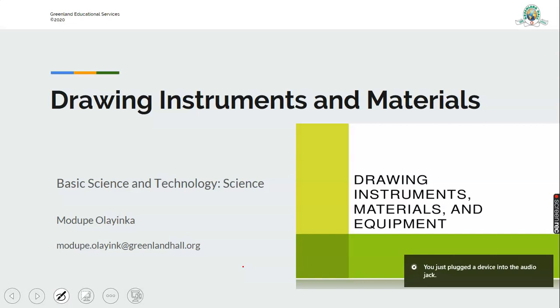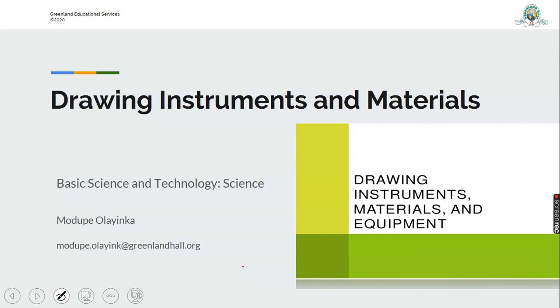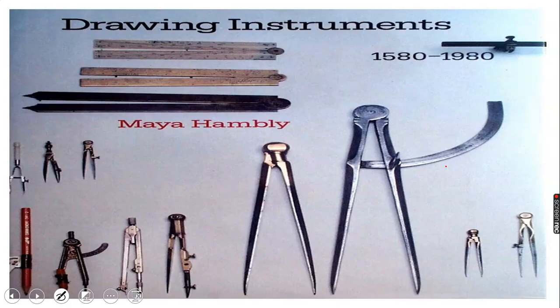And in today's BST Science class, we're talking about something very interesting. We want to look at drawing instruments and materials. Pay attention to the class because it's going to be interesting and we're going to learn something very new and special. You can see this drawing instrument we have there. I'll be telling you quite a lot of things about drawing instruments today.